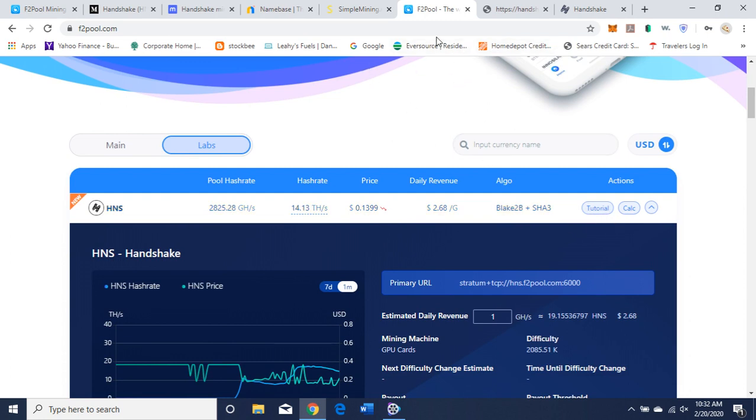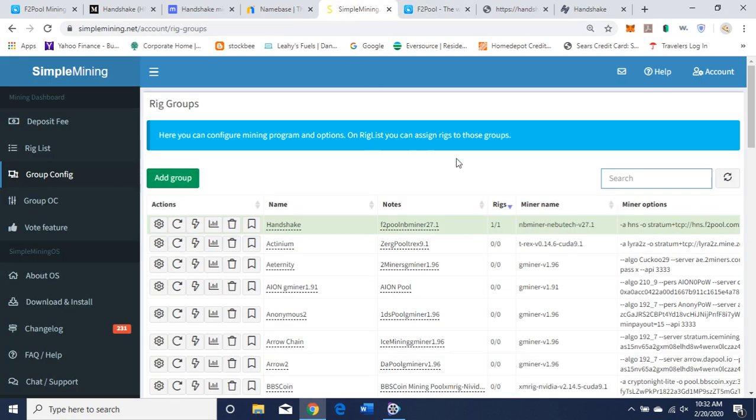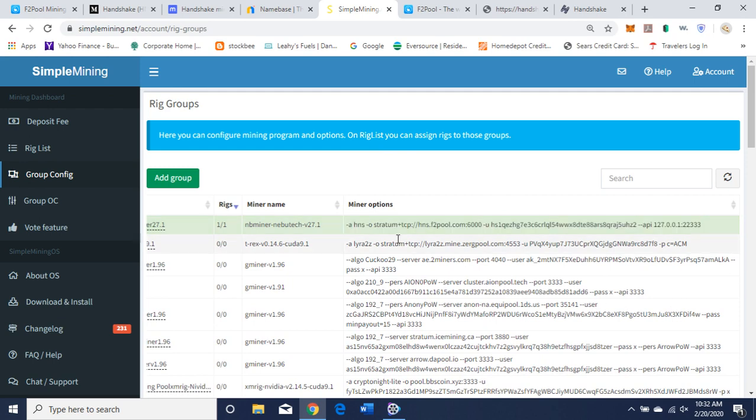Okay, moving on to simple mining. As you can see, I'm mining it right now. The miner you want to use is nbminer. And here's the algorithm here. Very simple, -A. You want to put the algorithm with this Handshake HNS. The HNS algorithm, -O. After that, put the mining pool address with the port, -U. After that, you put your wallet address. As you can see, nbminer.